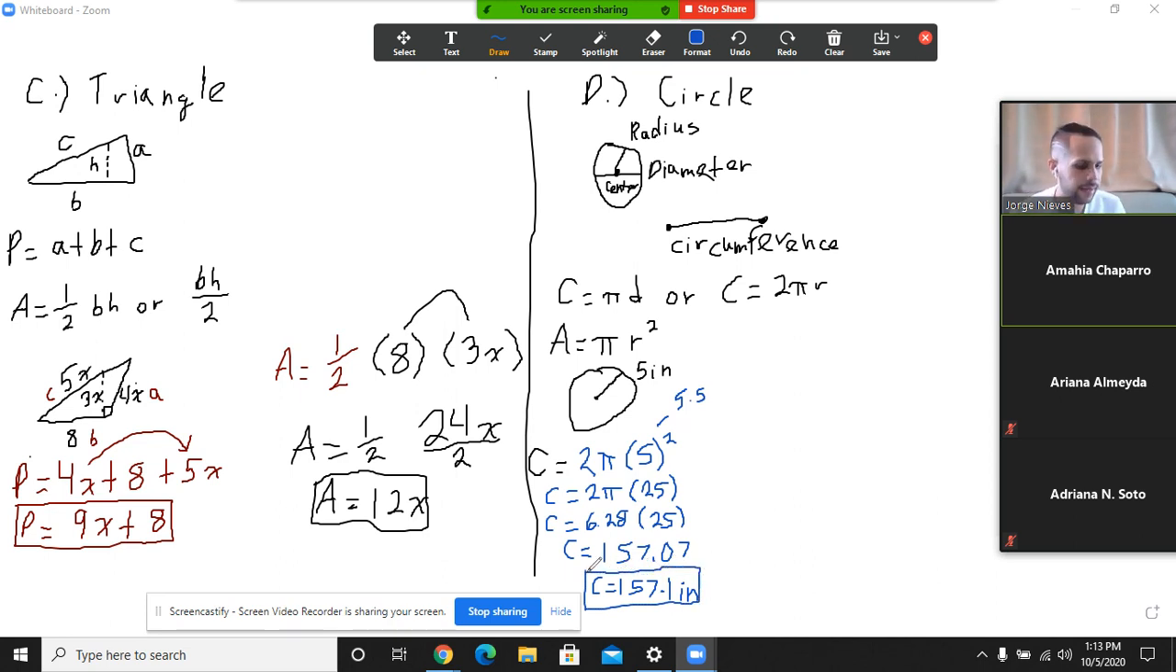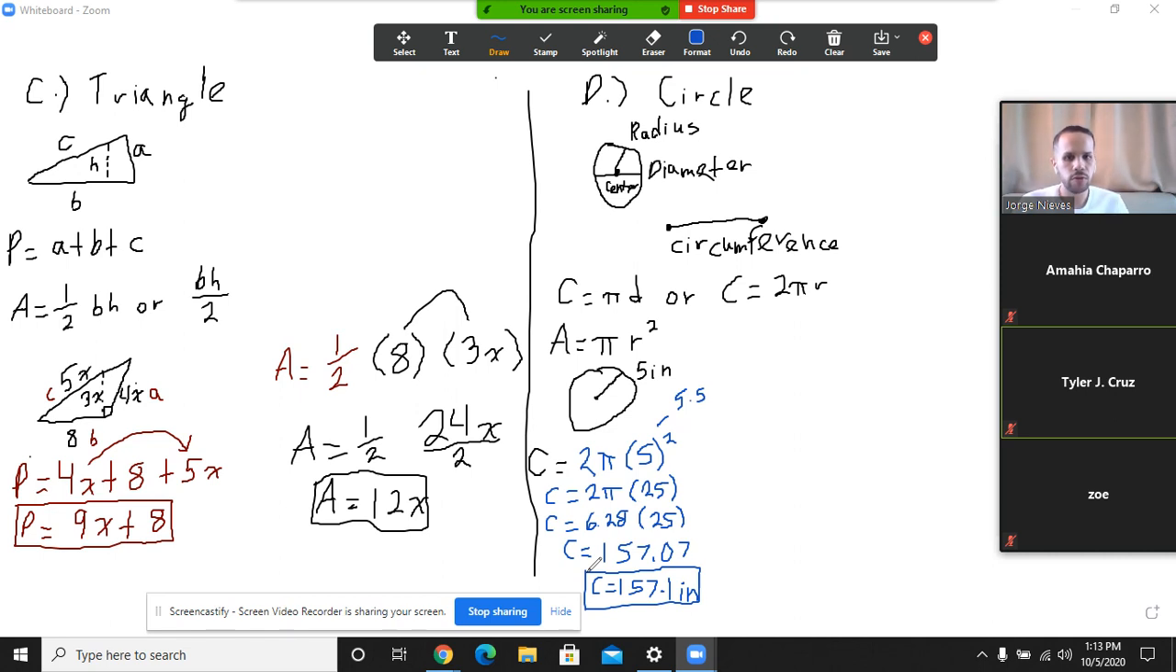Yes, because remember, multiplication is commutative, so it doesn't matter what you multiply first, you're supposed to have the same answer. Okay? Are we good? Any other questions, everyone? Okay. Well, let's continue then.